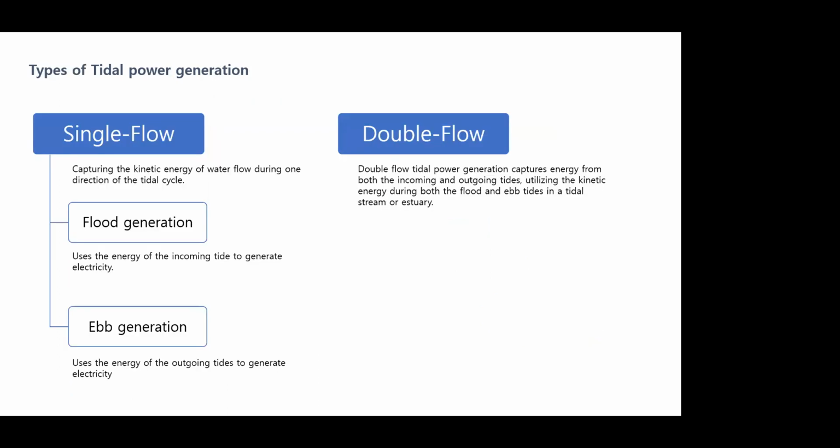Now let's take a closer look at the types of tidal range energy. Tidal power can be broadly categorized into two main types, single flow and double flow. Single flow refers to the production of energy only during either the incoming tide or outgoing tide, while double flow utilizes both of them. A single flow can further be divided into flow generation and ebb generation.